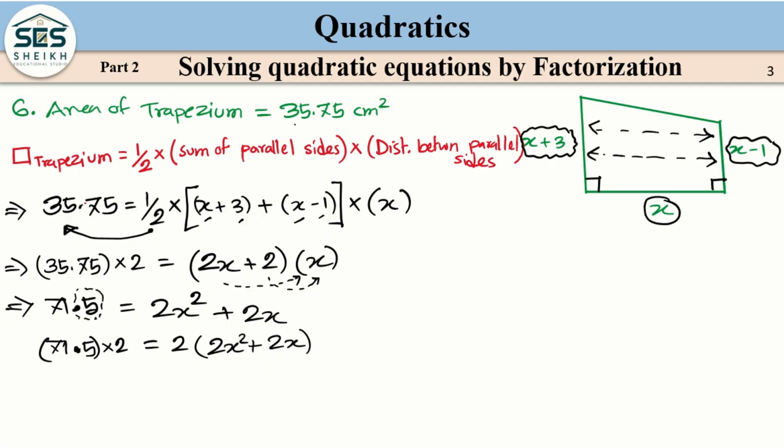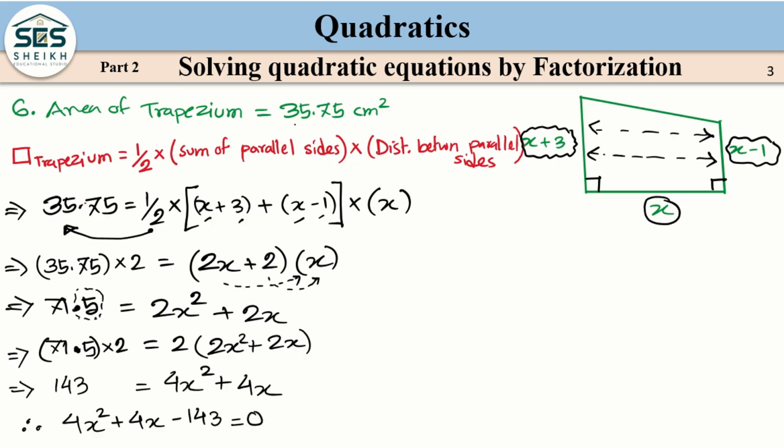So what we get is 143 equals 4x squared plus 4x. So we can write 4x squared plus 4x minus 143 is actually 0. So let's dive into the next part.